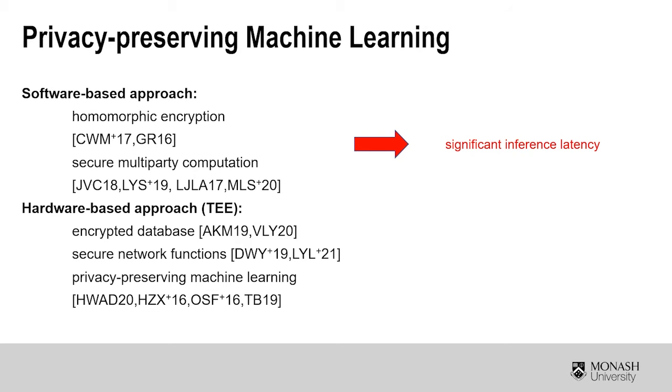And the hardware-based solution, also called the TEE-based solution, relies on trusted hardware to process sensitive information within an isolated environment, which is also known as an enclave. It has been widely used in many application contexts, such as encrypted databases and secure network functions, and has also become a promising alternative to cryptographic tools when designing privacy-preserving machine learning algorithms. Nevertheless, existing works demonstrate that the limited memory size of the enclave restricts the performance of DNN inference.